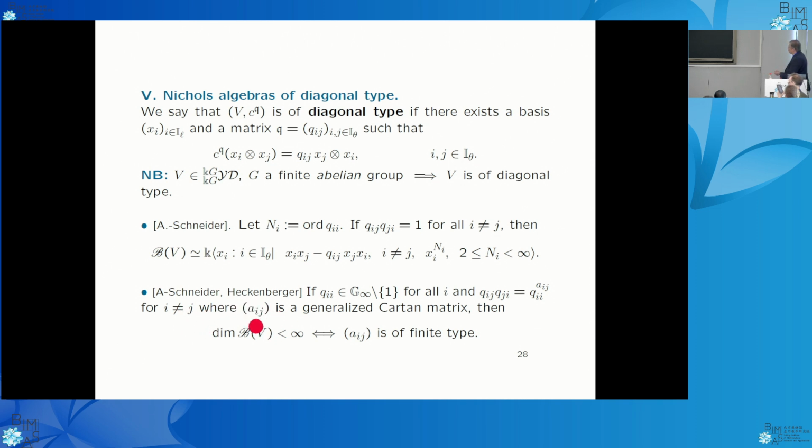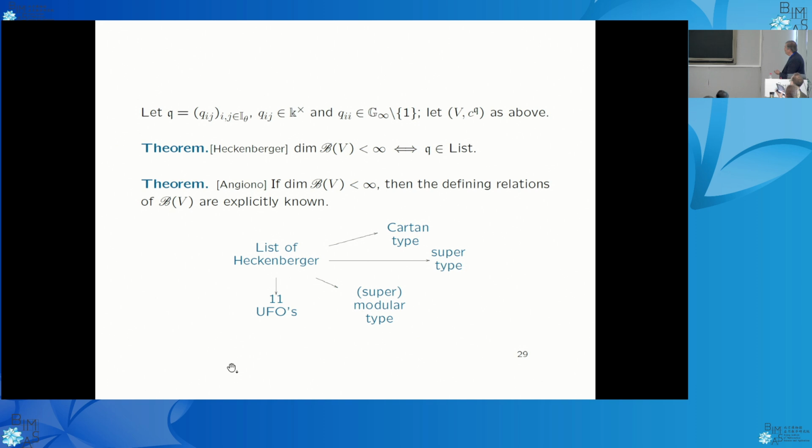Then we proved under some conditions that the dimension of the Nichols algebra is finite if and only if (a_ij) is a generalized Cartan matrix of finite type. And Heckenberger, some years later, showed that these conditions that we had were not necessary and proved this in full generality. A bit later, Heckenberger proved that for any Q, assuming that q_ii is not 1, he proved that the dimension of B(V) is finite if and only if Q belongs to some list.